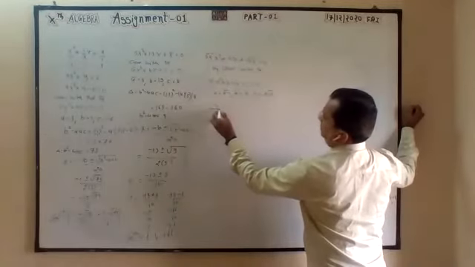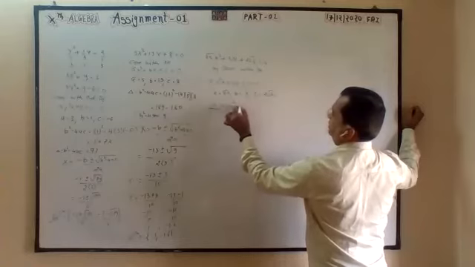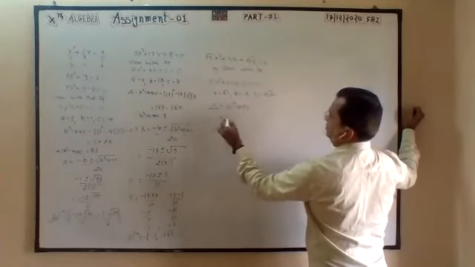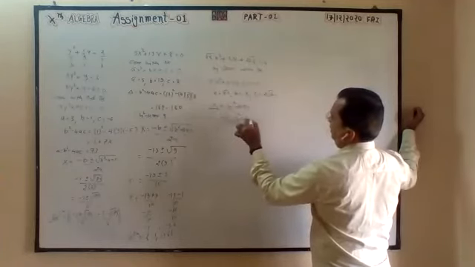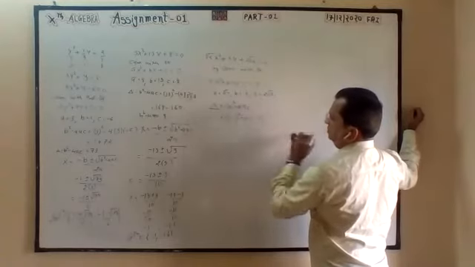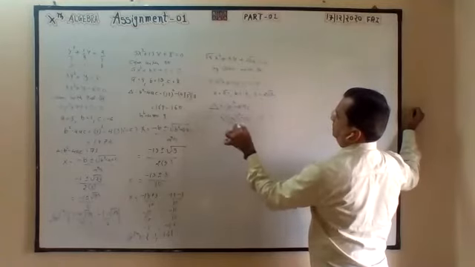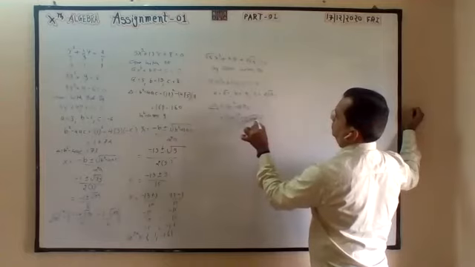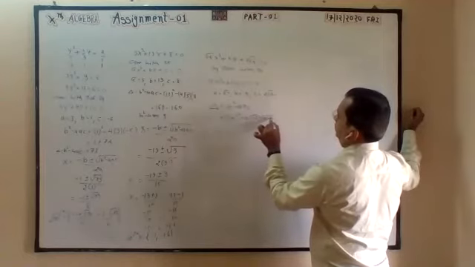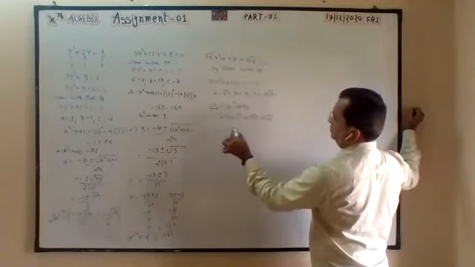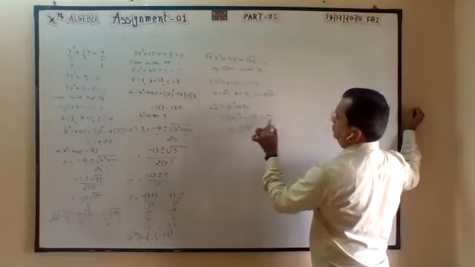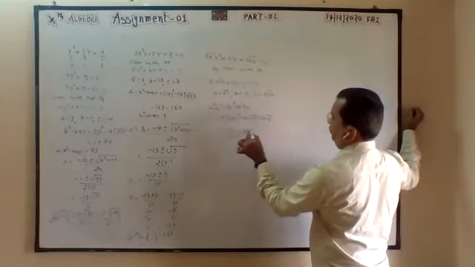Now the discriminant value is this triangle. Formula is b square minus 4ac. So b square minus 4ac. 4 fours are 16. Root 2 into 2 root 2, again 4.